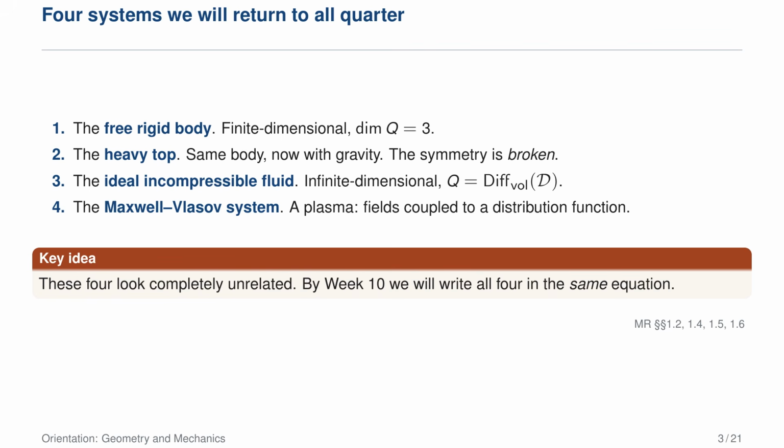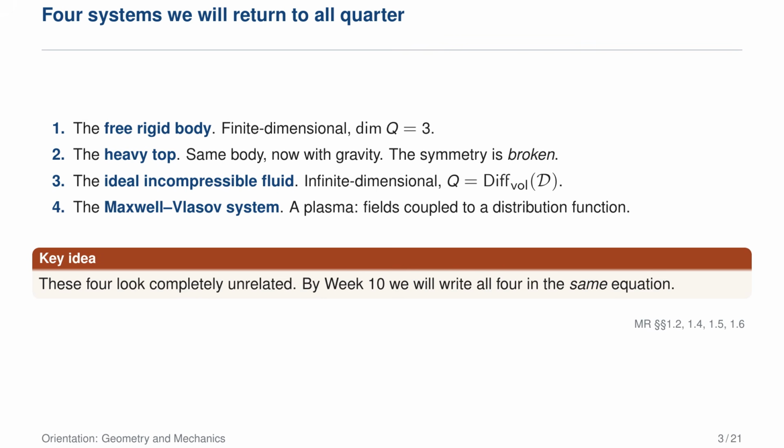The 4 are these. First, the free rigid body, a finite dimensional system whose configuration space is 3-dimensional. Second, the heavy top, which is the same body with gravity switched on, and where the symmetry is broken. Third, the ideal incompressible fluid, which is infinite dimensional, and whose configuration space is the group of volume-preserving diffeomorphisms of the container. Fourth, the Maxwell-Vlasov system, which is a plasma, meaning electromagnetic fields coupled to a distribution function.